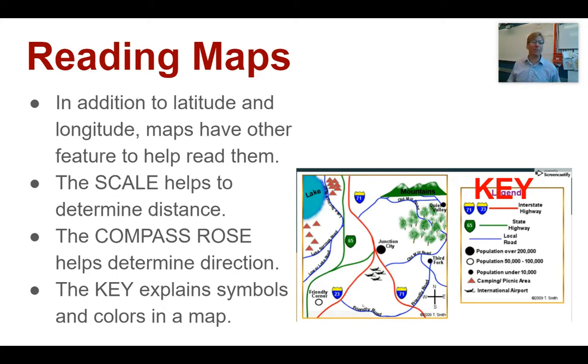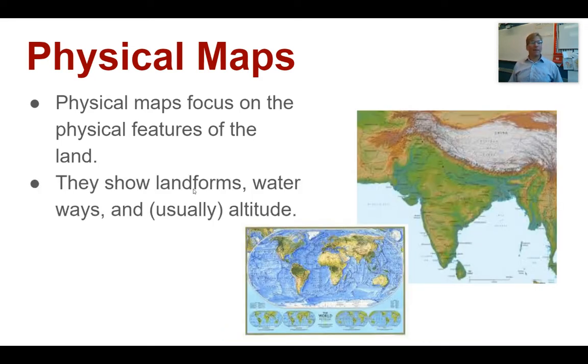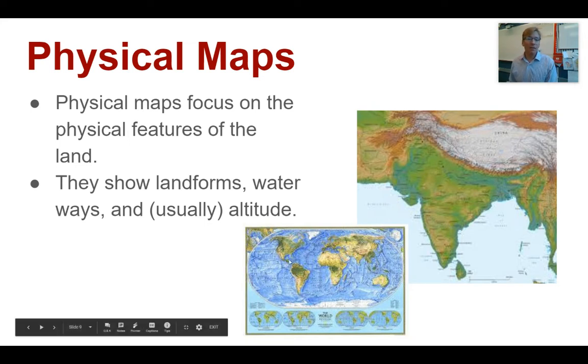Now, one type of map that we use a lot are physical maps, and physical maps focus on the physical features of the land, the mountains, the rivers, the bodies of water. Now, these show landforms and water, and usually altitude with some sort of shading for that altitude. A lot of world maps now will also show ocean depths, since we're getting a better sense of that, and we can start to see things like the Mid-Atlantic Ridge.